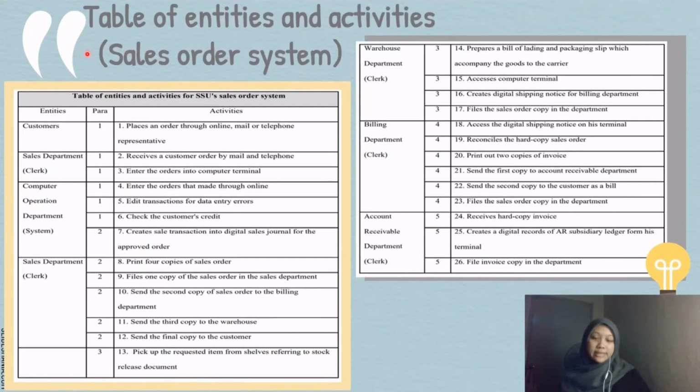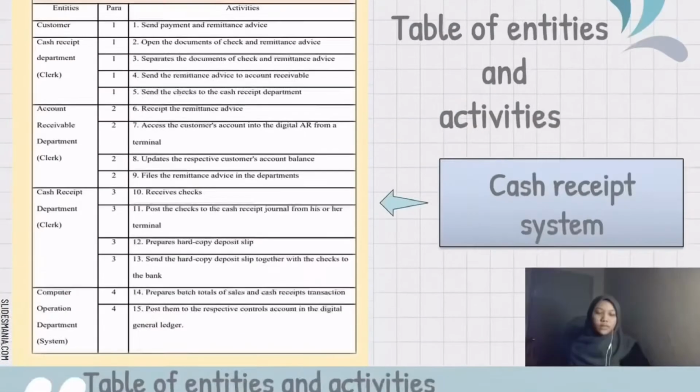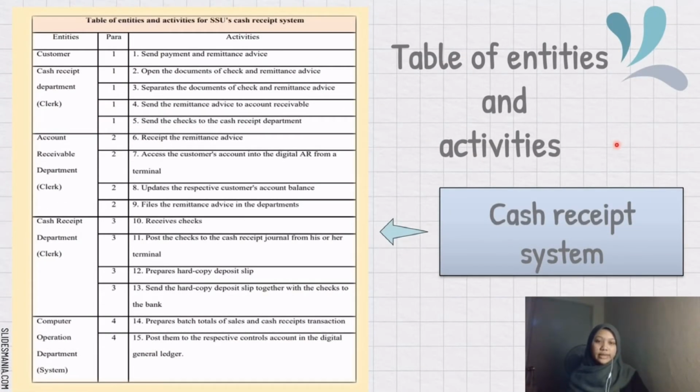Okay, this is the table of entities and activity for the sales order system. There are a few entities listed under this system: customer, computer operation department, clerk of sales department, warehouse department, billing department, and also AR department. Okay, next is the table of entities and activity for the cash receive system. There are also a few entities listed under this table: customer, clerk of cash receive department, AR department, and computer operation department.